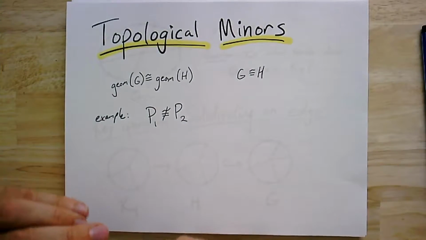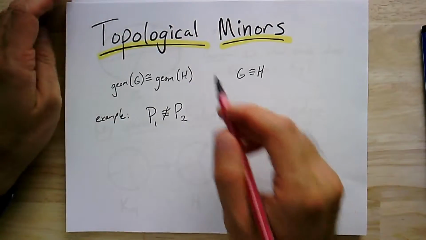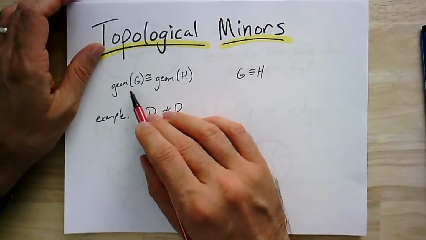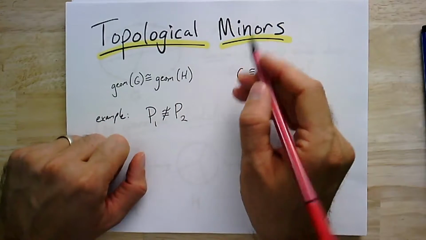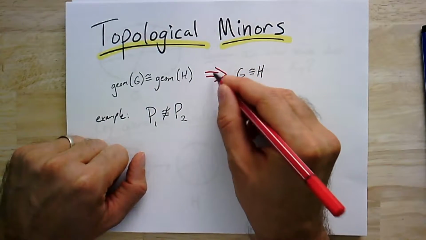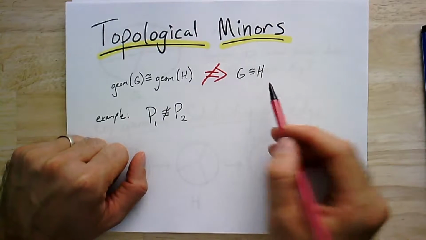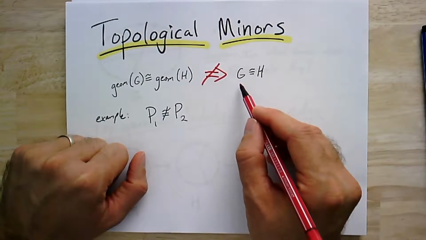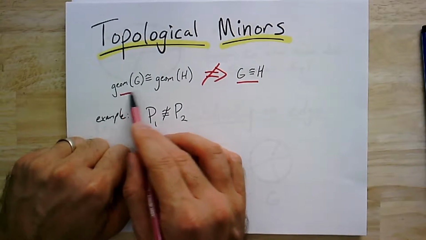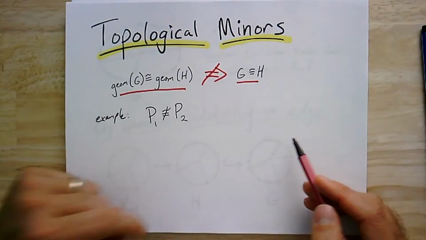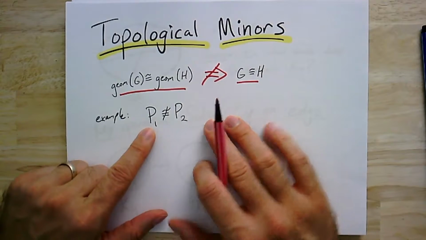The topic is going to be topological minors, and here's the starting point for thinking about this. We can have two geometric realizations of two different graphs that are homeomorphic, so they're topologically the same, but it doesn't mean that the graphs were isomorphic. We did prove the opposite direction, right? We proved that if the graphs are isomorphic, then their geometric realizations will be homeomorphic, but the converse is just not true.